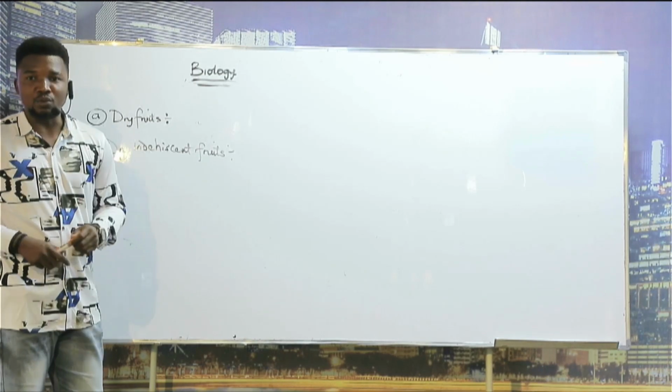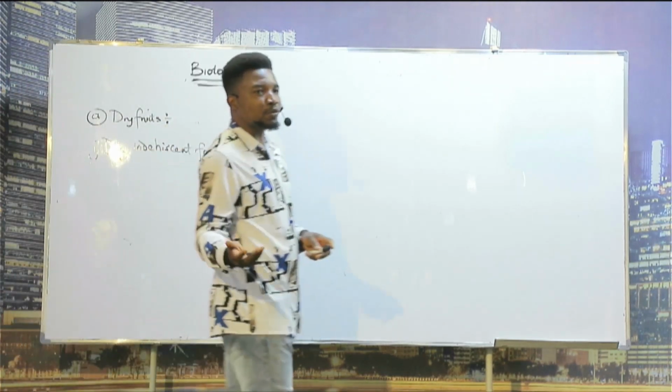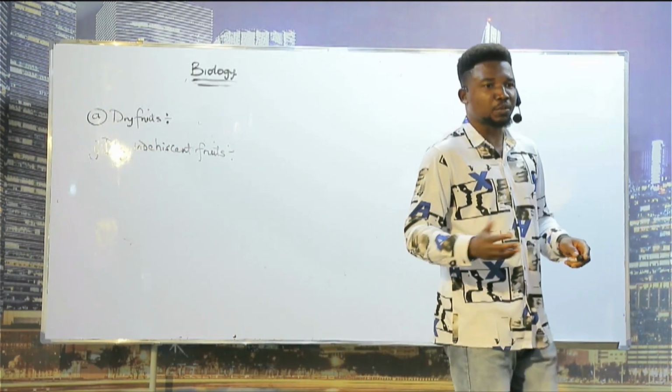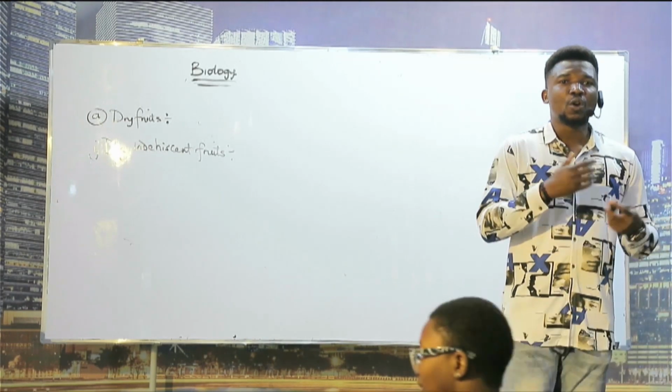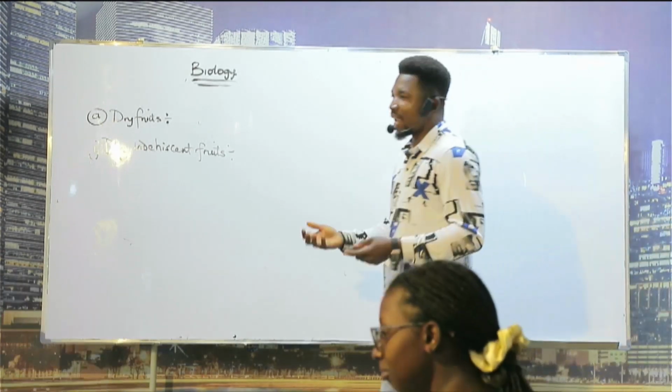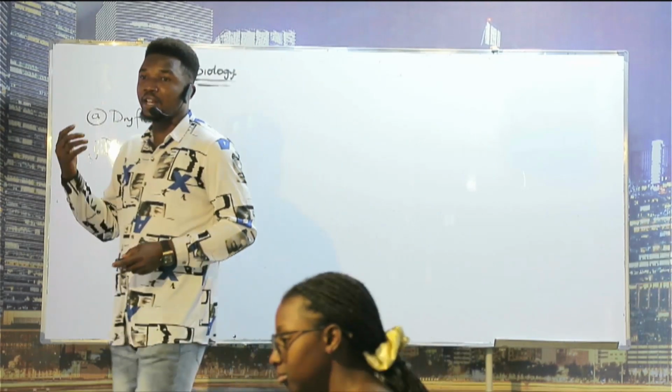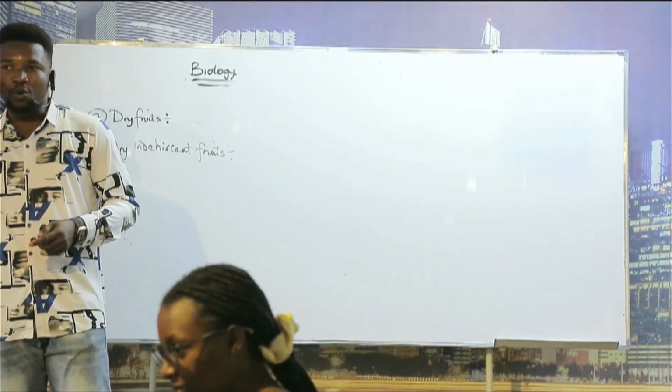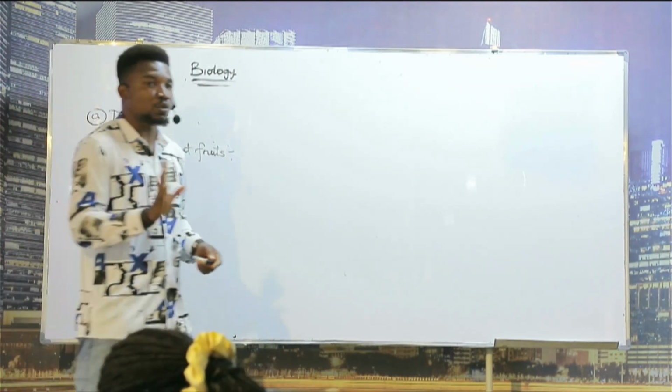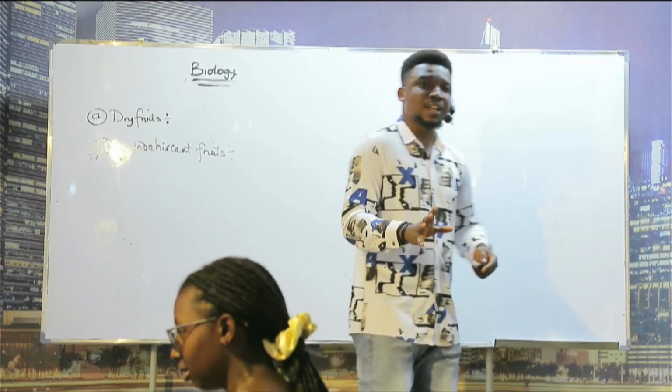The opposite of dry indehiscent is what? Dry dehiscent fruit. In this type of dry fruit, the body splits into one, two, three, and multiple lines to release what? Seeds. Do you understand that? Do you understand what I'm saying?